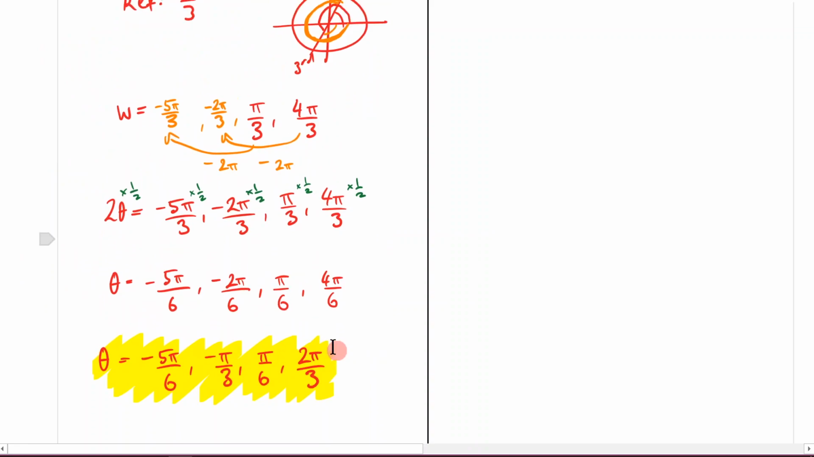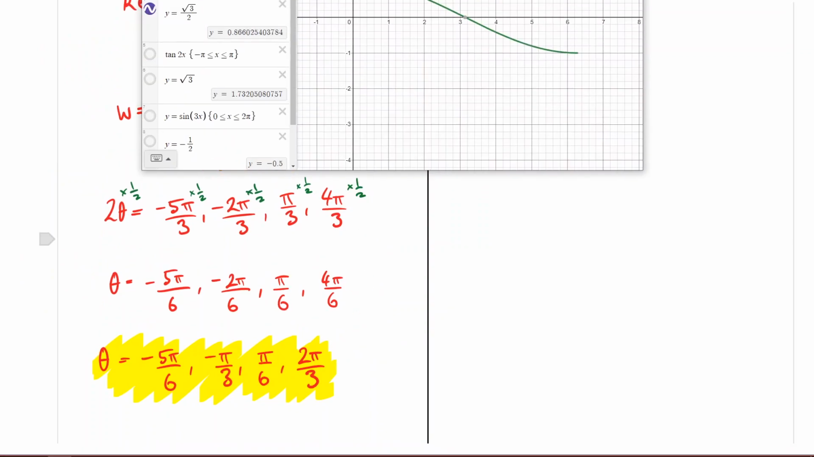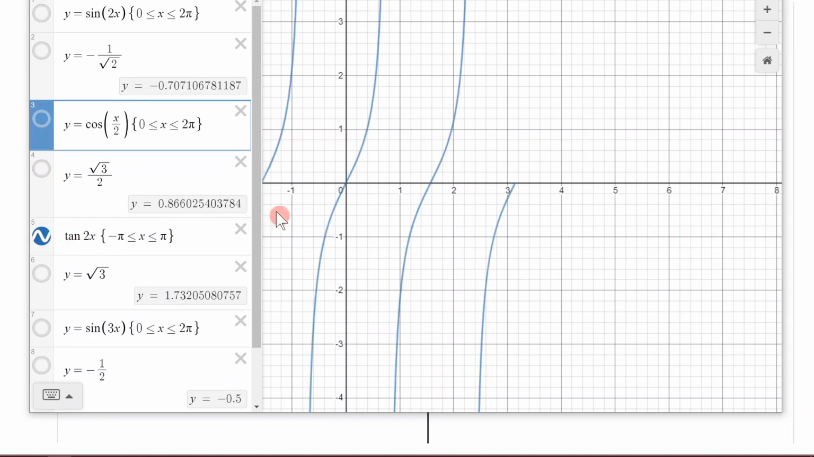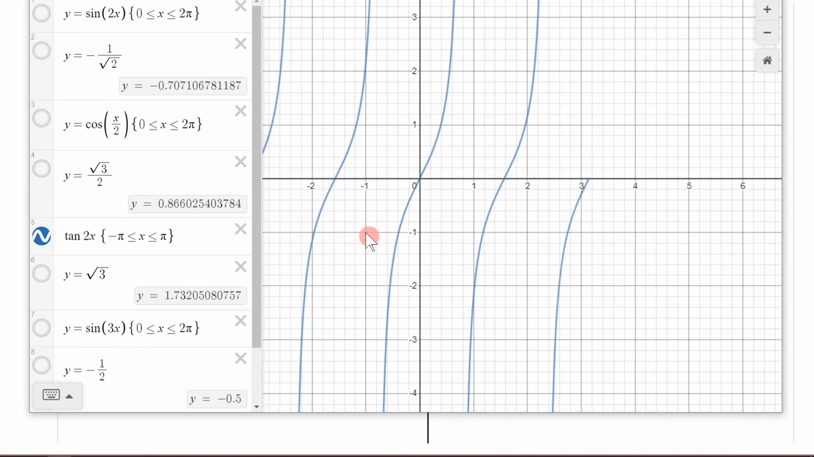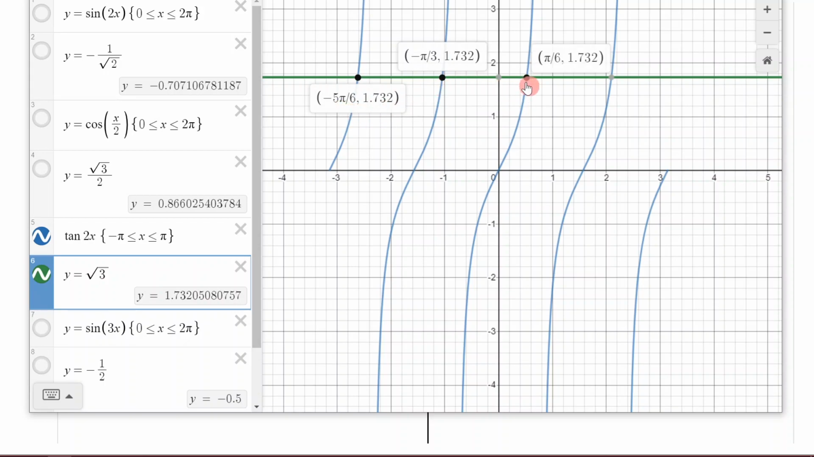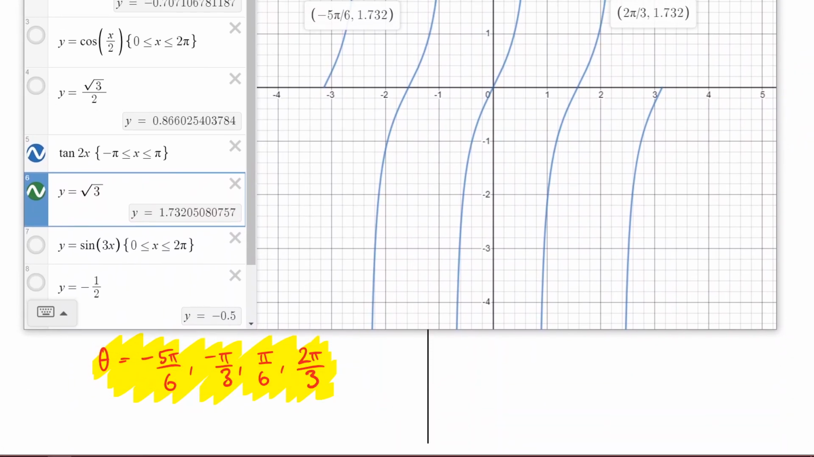If I was just to quickly show you what this is going to look like, so our tan graph is different. This is tan of 2x. Here is y equals the square root of 3. And as you can see, 5 pi on 6, negative 5 pi on 6, negative pi on 3, pi on 6, 2 pi on 3. And those are the answers that we just got.